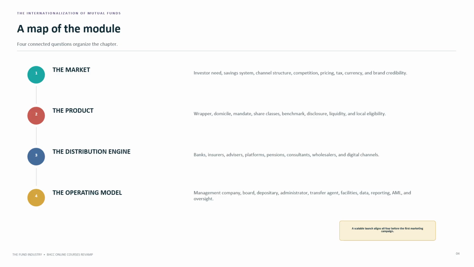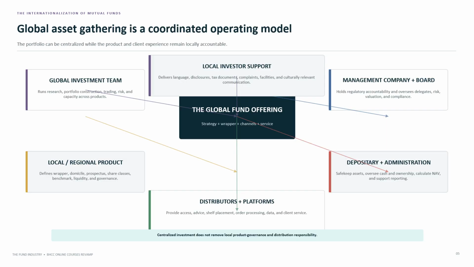Otherwise, the sponsor may spend a year obtaining permission to sell a product that nobody in the target channel particularly wants. Regulation can open the door. It does not supply the guests. Global asset gathering is a coordinated operating model.